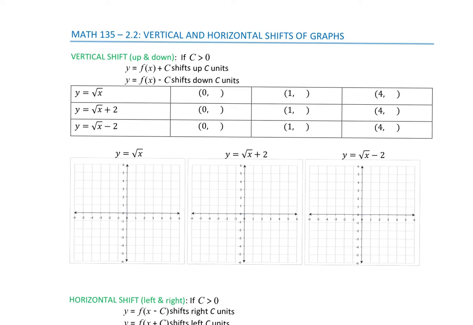In section 2.2, we're going to look at what's called vertical and horizontal shifts. So we're just going to take graphs and move them vertically up and down and horizontally left and right. First thing we're going to look at is our vertical shifts.